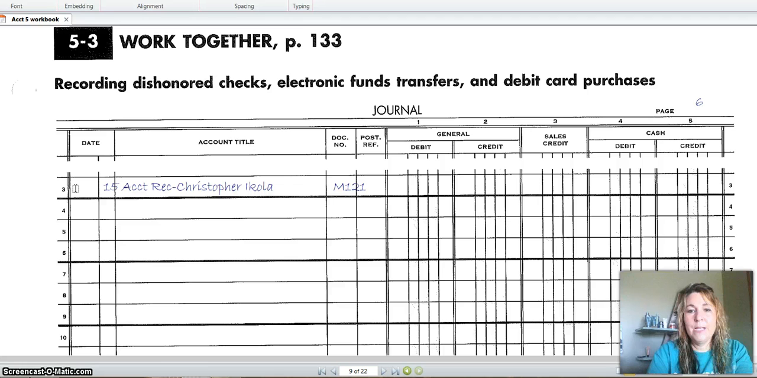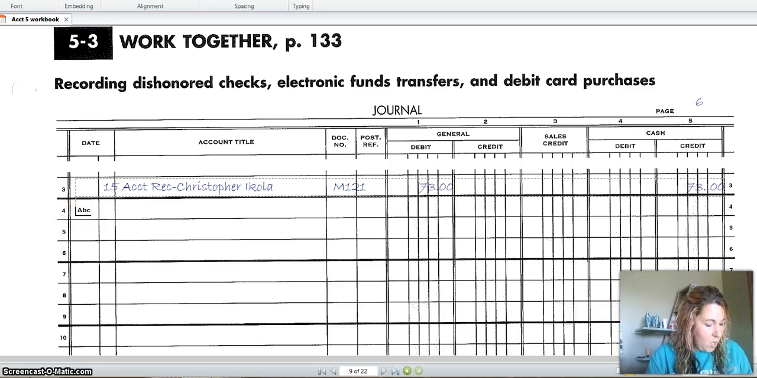And the amount we're debiting is actually the amount of the dishonored check plus the service fee because we want to collect the service fee from him also. And then on our cash, we're going to credit the amount because we need to show that we no longer have that in our checking account.